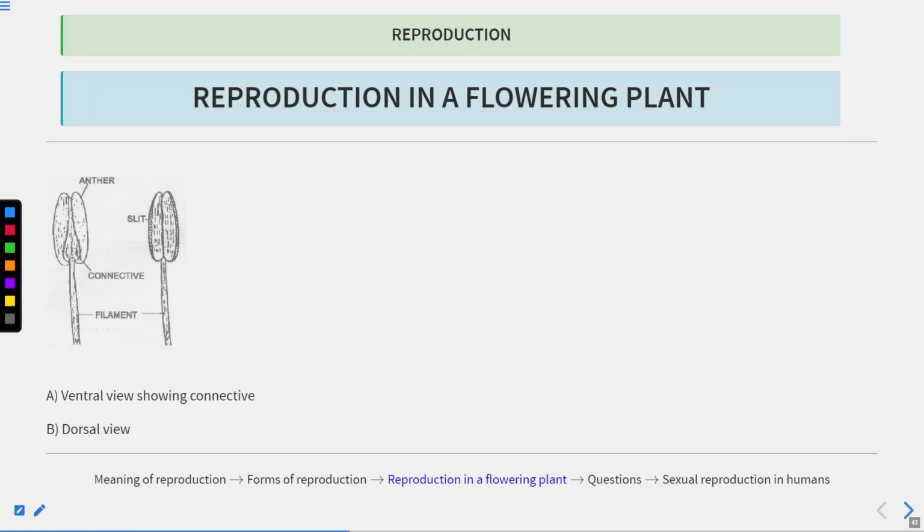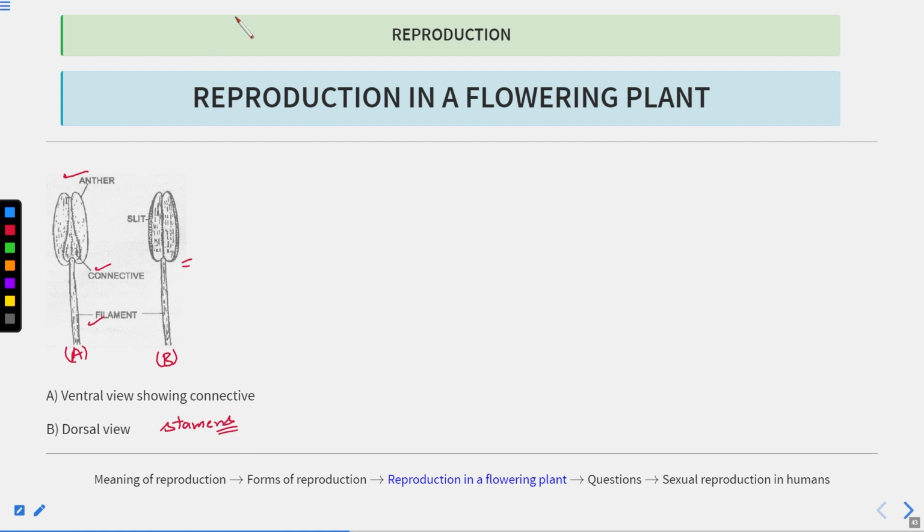So this is an image showing you the first one. This one image is the ventral view showing you the connective. This one is the A figure, and the other one is the dorsal view of the stamen. So here you can see the connective region is present here, filament is present here, and the anthers which are bilobed. Here in the B image you can see this is a dorsal view of the stamen. So these are the views of the stamen.